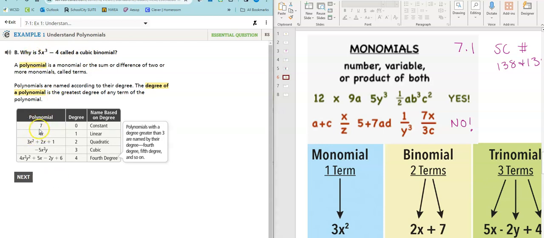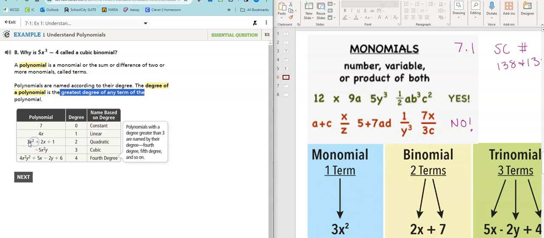All right, so here we have a monomial. Its degree is 0, and we call it a constant when it has no variables. Here we have a polynomial, and because this entire term has a degree of 1, it's called linear. Here we have another one. Remember, we're looking for the greatest degree of any term. So we're just going to look at each term.